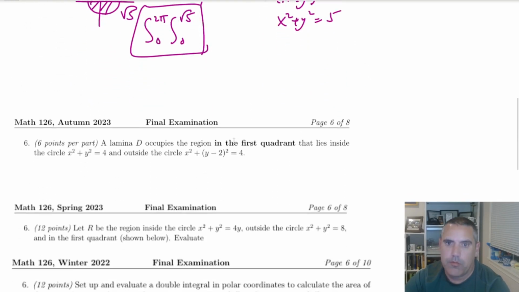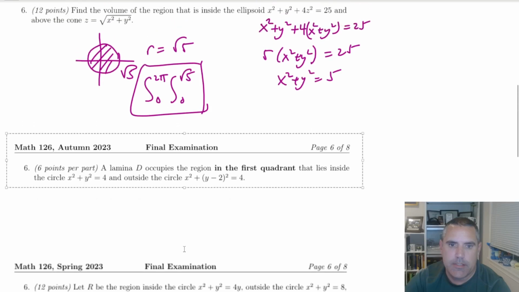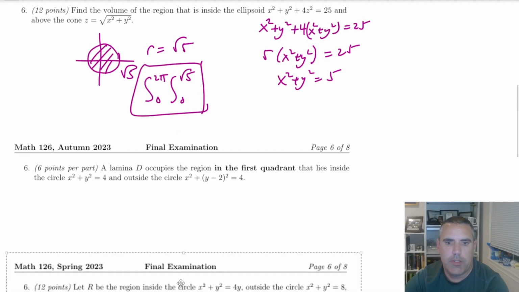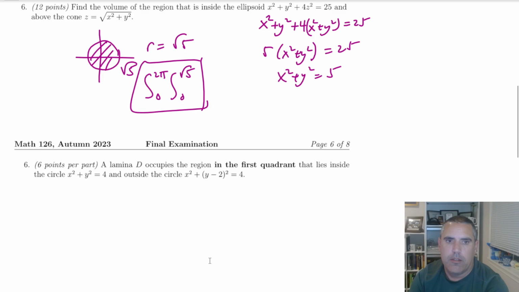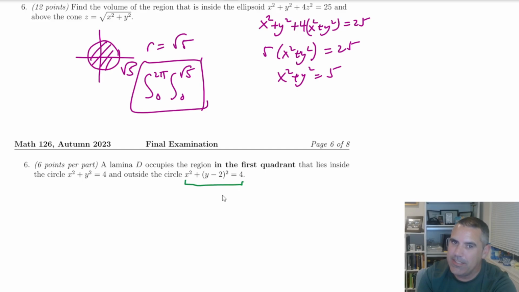Let's keep going. So here we have another one. This is from the fall 23. It's a center of mass question. It says first quadrant that's inside this circle and outside this circle. Ooh, that's a circle not centered at the origin. So I'm probably going to convert and make it polar. This one is r equals 2.